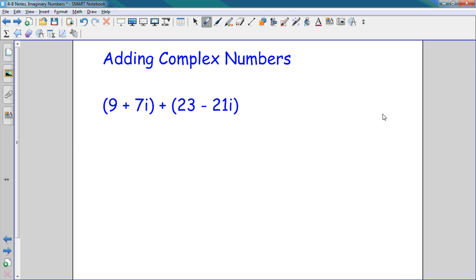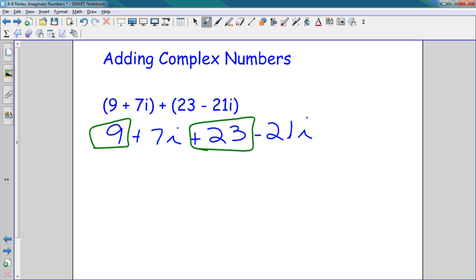Adding complex numbers. This is the same thing as combining like terms. Combine all your imaginaries and combine all your real numbers, and that's your complex number. What are my like terms here? Well, I just have 9 plus 7i plus 23 minus 21i. Well, I have a 9 and a 23 real. 9 plus 23 is 32.